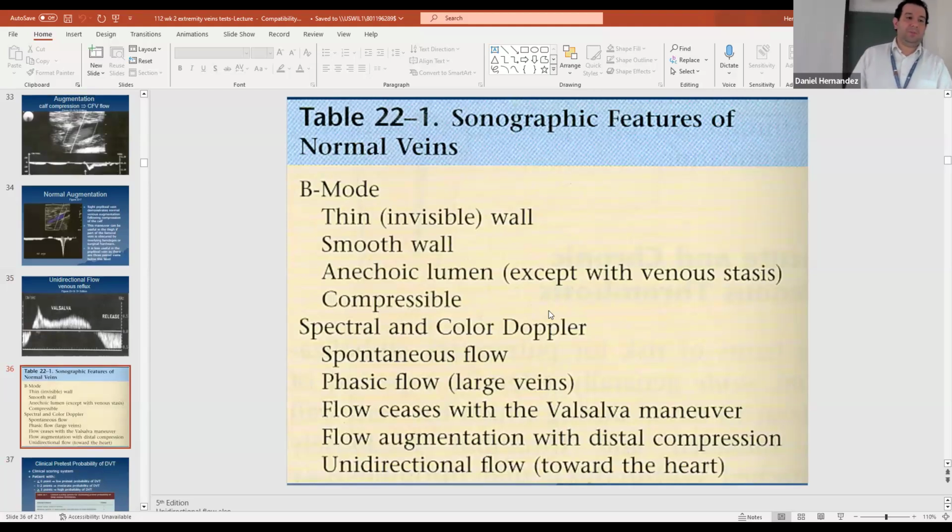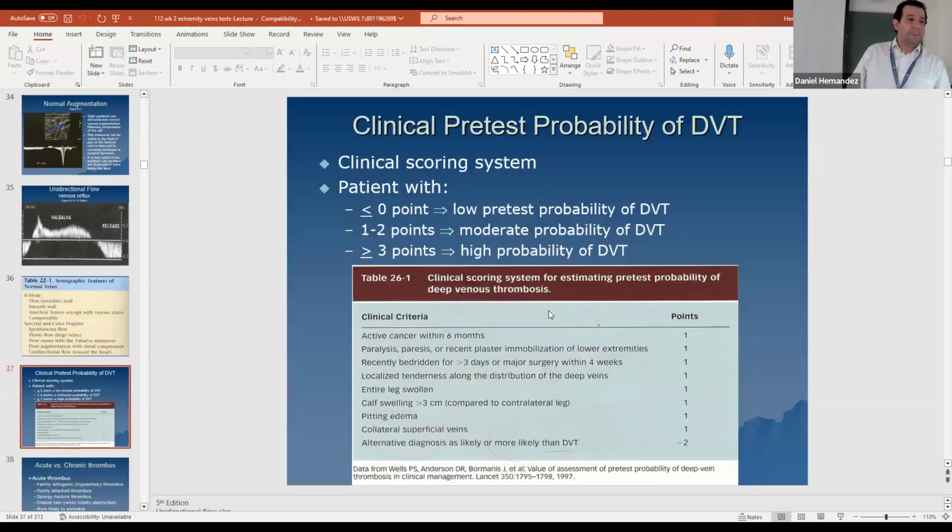Little chart just talking about some of the sonographic features for normal veins. We had mentioned a little bit about clinical pretest probability of DVT. Basically anyone who has any sort of symptom, they're going to be getting a lower extremity duplex. Hospitals don't play around anymore. Doctors' offices don't play around. They don't go, oh, they'll only send them if they have a high probability of DVT, with like 3 points on here. If there's any sort of swelling, they're going to be sending the patient. If there's any sort of pain, they're going to be sending the patient.